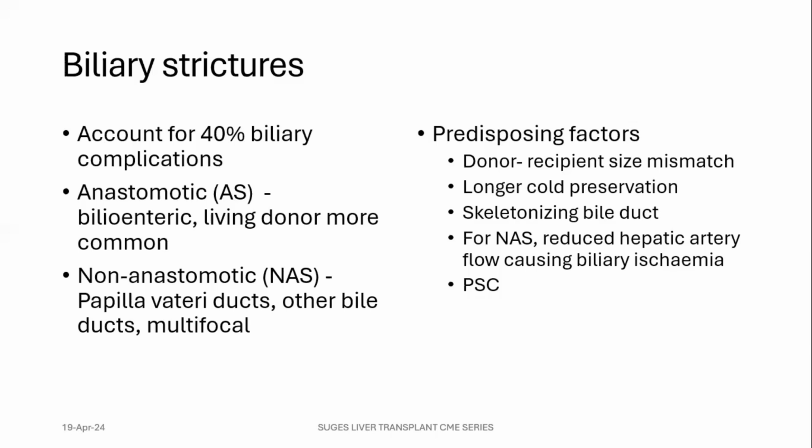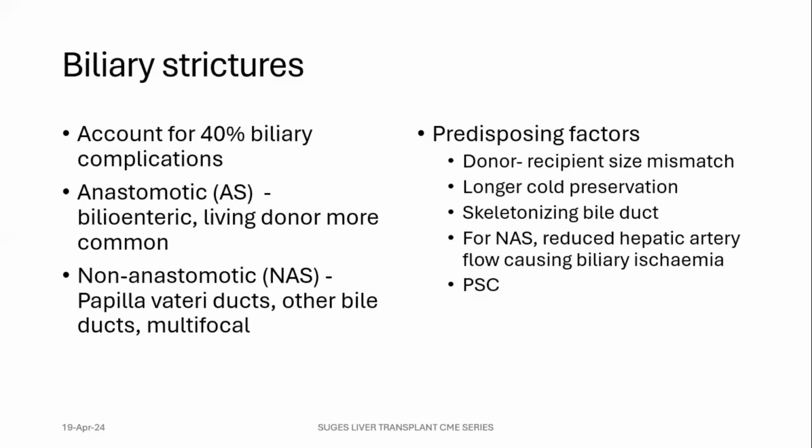Predisposing factors remain the same. Donor recipient size mismatch, longer cold preservation. If you overskeletonize the bile duct and you cut off the blood supply, you end up getting ischemia and then you have healing by fibrosis, which ends up forming a biliary stricture.